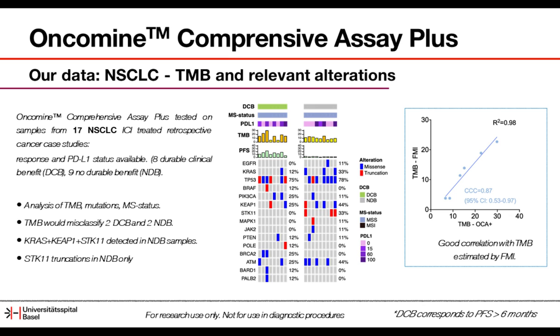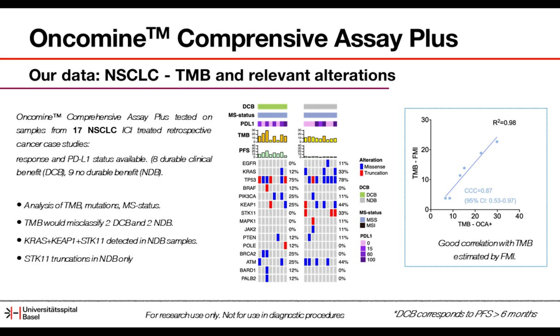So very interestingly, the darkest shade of orange represents TMB high patients, and you can see that 2 samples out of 8 with durable clinical benefit were actually TMB low. However, all other samples were TMB high. And for the non-responders instead, also here we have 2 samples that were TMB high but showed no response.